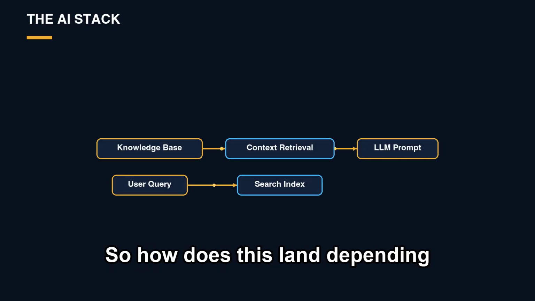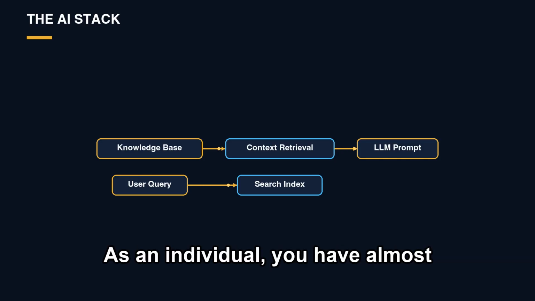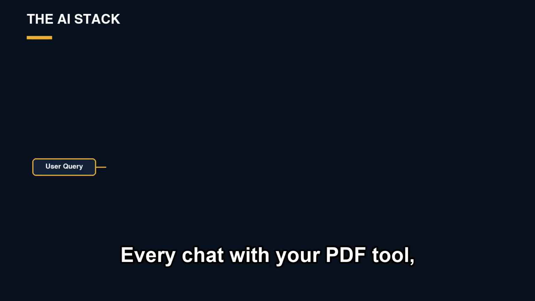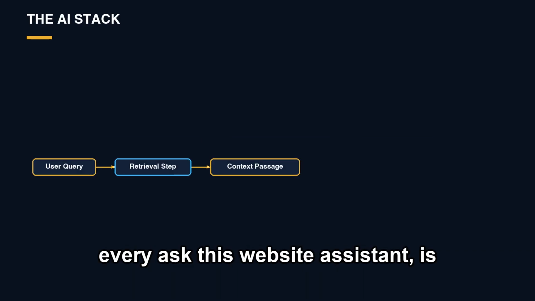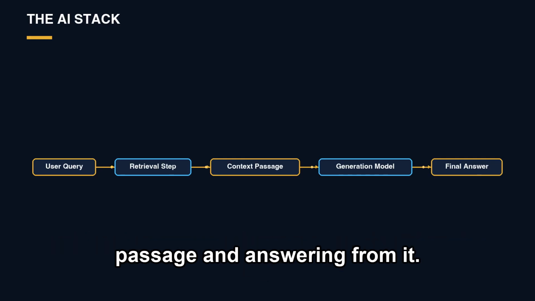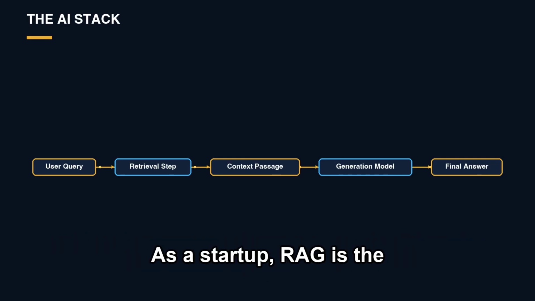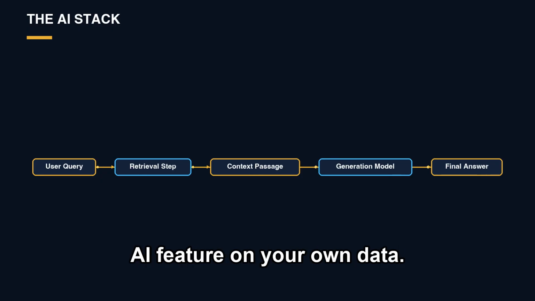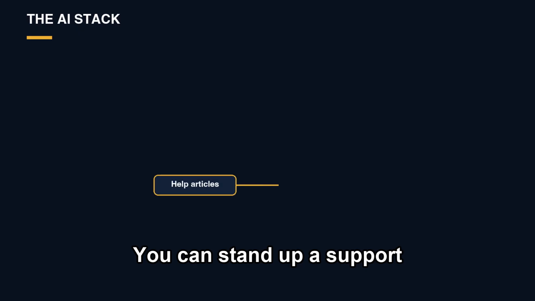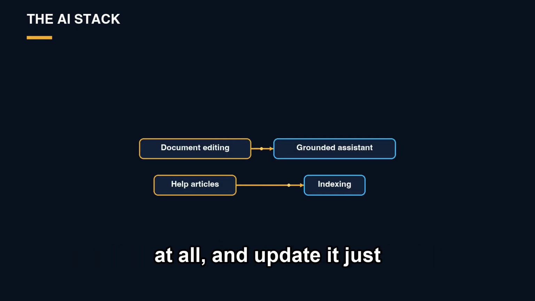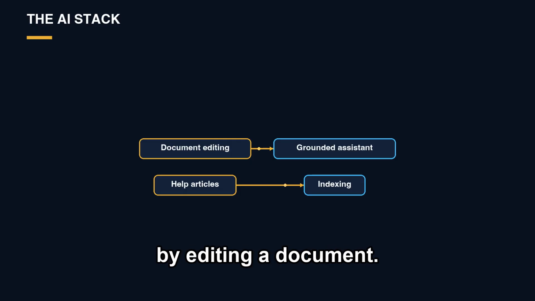So how does this land depending on who you are? As an individual, you have almost certainly used RAG without the name. Every chat with your PDF tool, every Ask This website assistant is Retrieval Augmented Generation, fetching the right passage and answering from it. As a startup, RAG is the fastest, honest path to a real AI feature on your own data. You can stand up a support assistant grounded in your help articles in days with no model training at all, and update it just by editing a document.